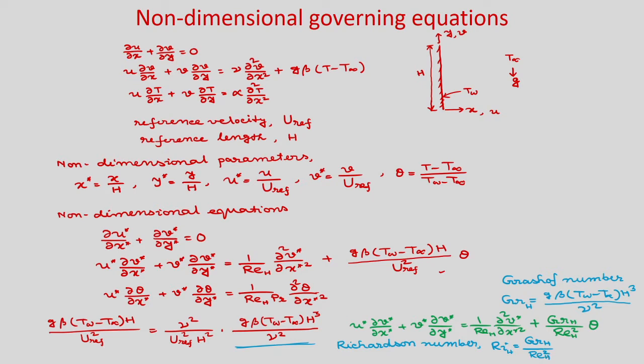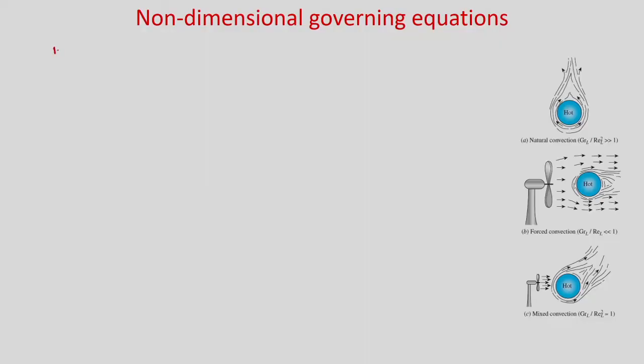Okay. So, this Richardson number has physical significance, that it compares which force is dominant, buoyancy force or inertia force. So, this is your Ri, Grashof number divided by Reynolds number square. So, you can see Richardson number is kind of buoyancy force to the inertia force. Okay. So, now you can see three different cases.